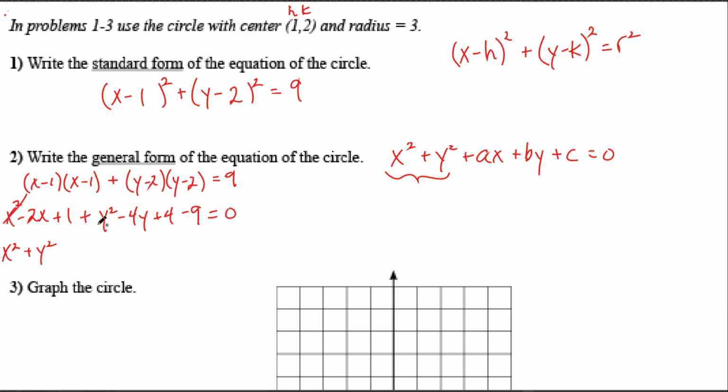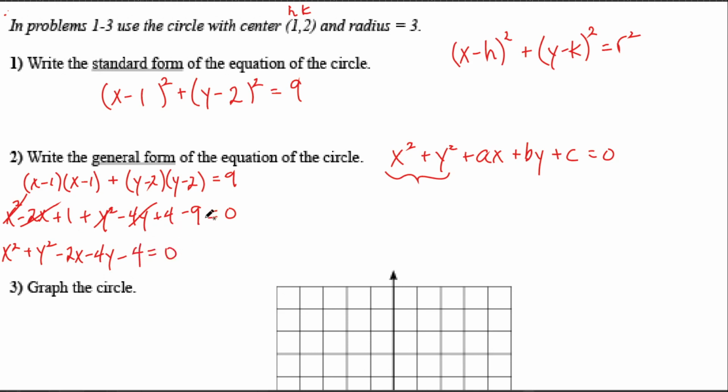You can do this if you want. You don't have to, but I like to mark it out so I know I'm done with it. And then let's put the x's and the y's together. So I've got a minus 2x and a minus 4y. That and that. And then let's see what we get here. 1 plus 4 is 5. 5 minus 9 is negative 4.